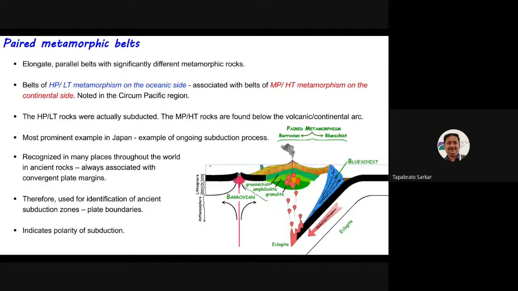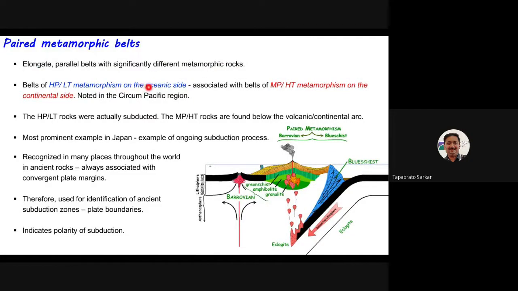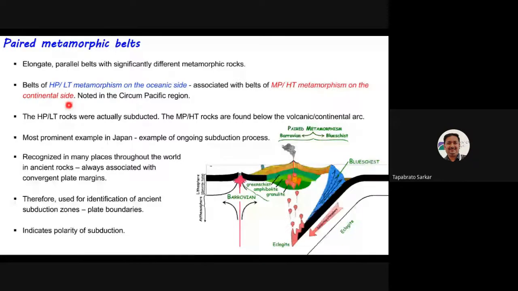Okay, let's just have a look at what is written, and then we can discuss this again the next day. So what are paired metamorphic belts? These are elongate parallel belts with significantly different metamorphic rocks. Belts with high pressure, low temperature metamorphic rocks on the oceanic side, associated with medium pressure, high temperature metamorphism on the continental side. It is always the blue schist species rock, which is high pressure, low temperature, towards the ocean.